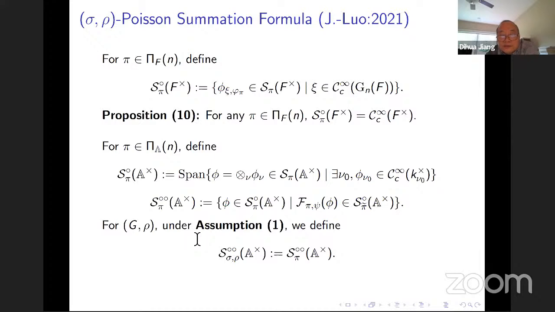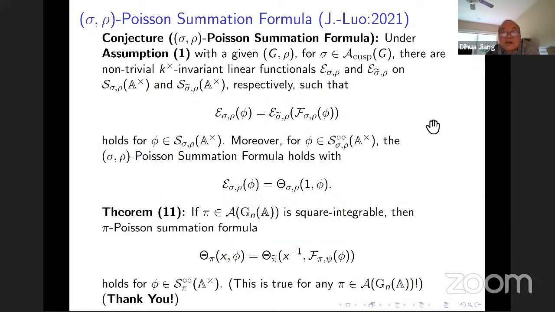So it's not hard to show that such a function exists, okay? So in other words, this space is non-zero, okay? And then you take a general rho, G and rho, and under the local Langlands assumption, we can define this, okay? So that's just formal. And so once we define this, we can state the Poisson summation formula.